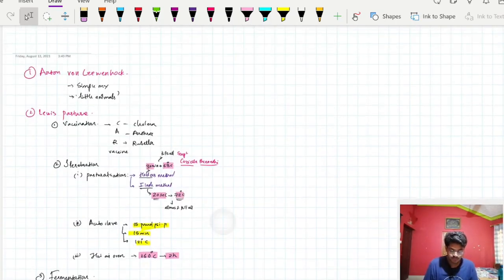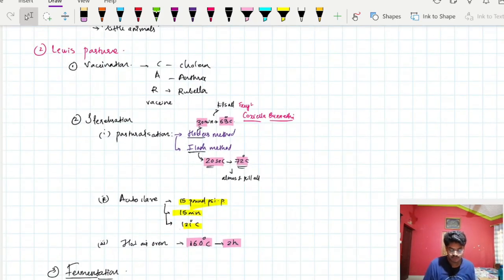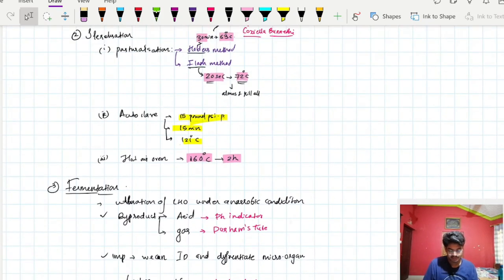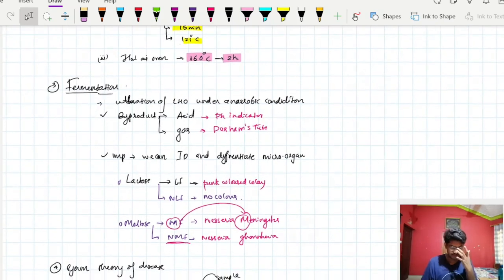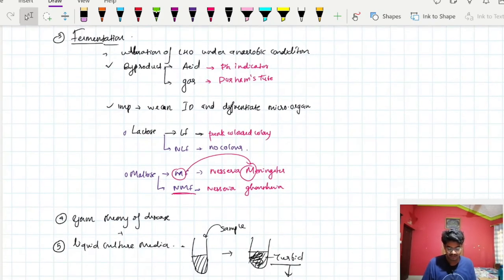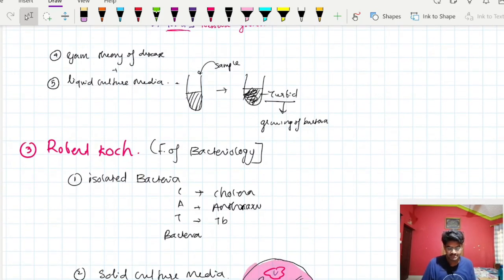The first one is Anton von Leeuwenhoek, who found the simple microscope. Then the second one is Louis Pasteur. He is the one who first introduced vaccination, the sterilization techniques, that is pasteurization, autoclave and hot air oven. Then the fermentation technique, which is used to identify and differentiate bacteria. Then the germ theory of disease. Then liquid culture media. Then our third scientist is Robert Koch.